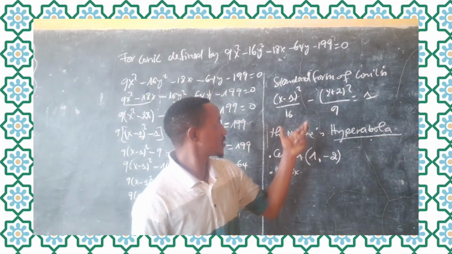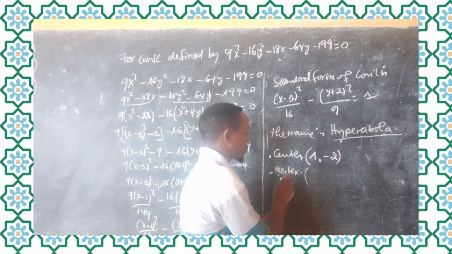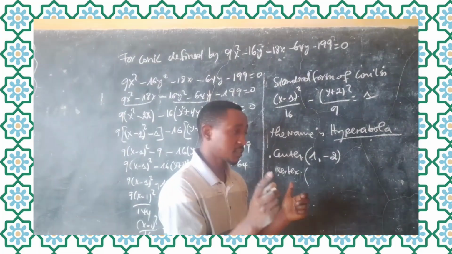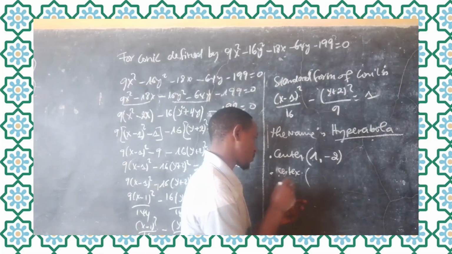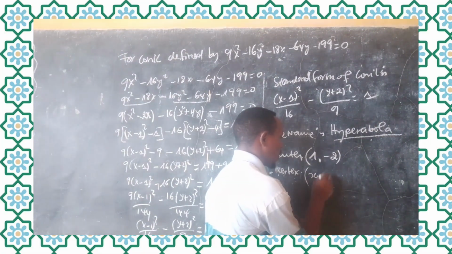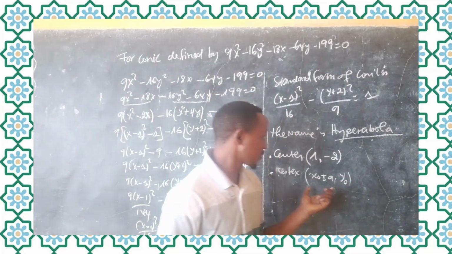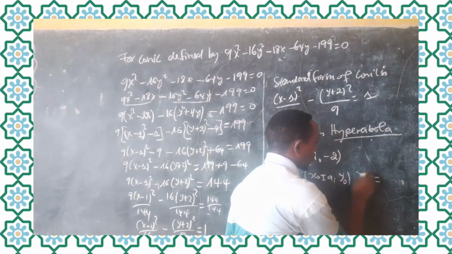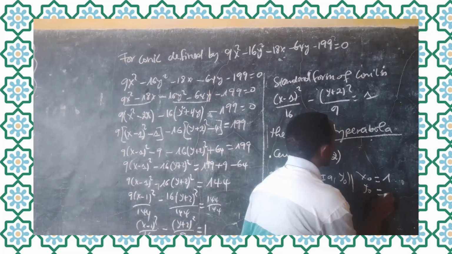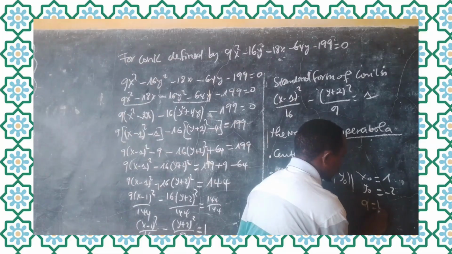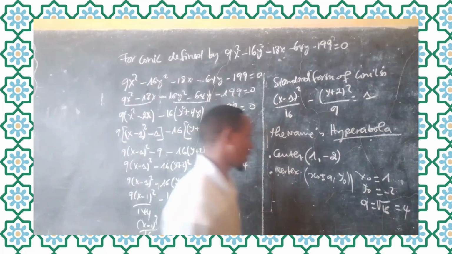So the vertex, because it is located on x, the vertices, we have two vertices, 1 and 2. Remember for a hyperbola, we have two vertices. So the vertex is equal to (x0 plus or minus a, y0). According to that, x0 is equal to 1, y0 is equal to minus 2, a is equal to the square root of 16. So the square root of 16 is equal to 4, plus or minus 4.